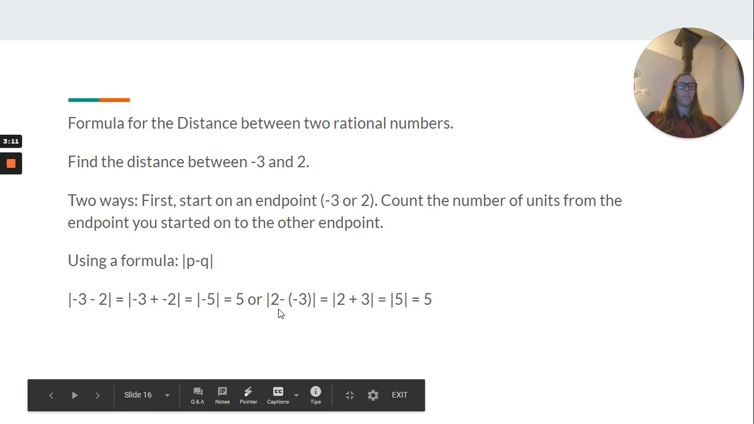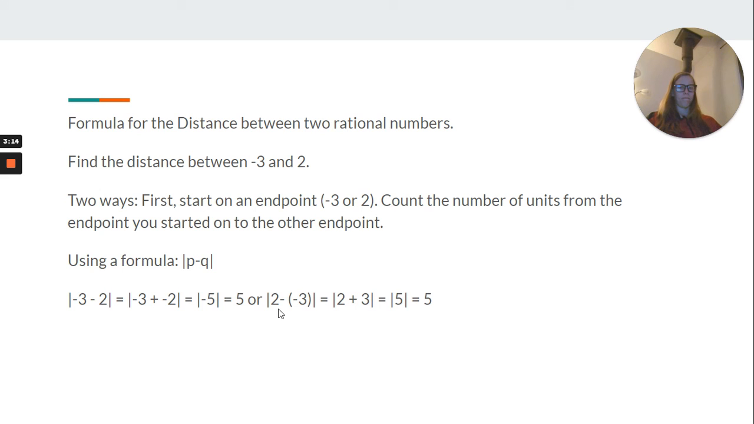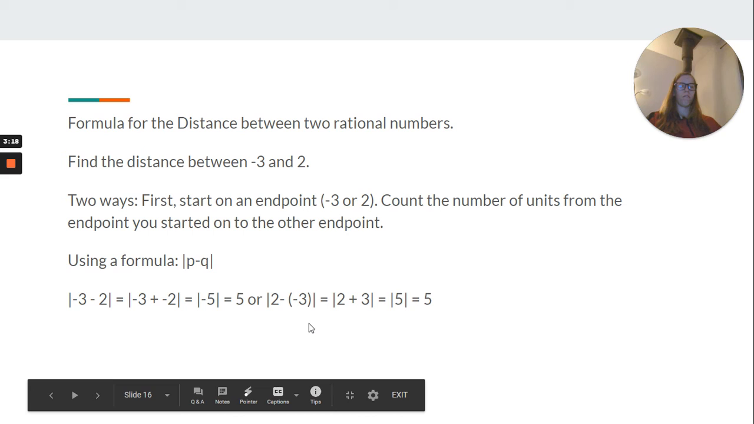But it doesn't really matter which order we put the numbers in. So we can say 2 minus a -3. 2 plus 3 equals 5, which also equals 5. Only because of the absolute value. That's the only reason the numbers don't matter.